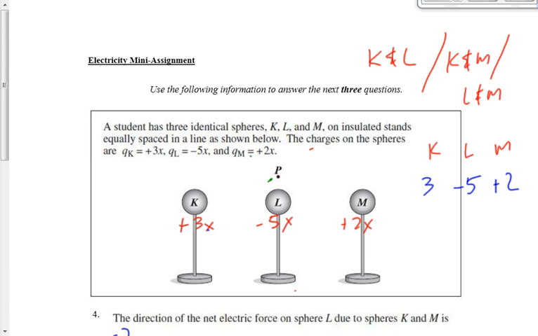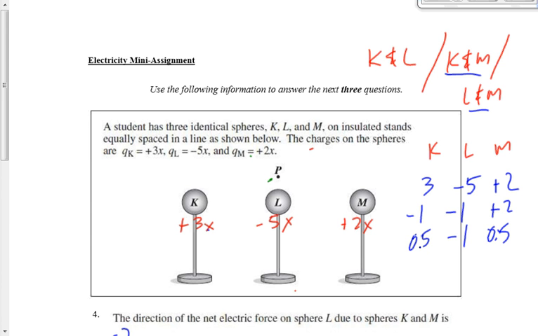Okay, it's got X after it, but it doesn't really matter about that, right? X can be anything. Coulombs, microcoulombs, a number, 74. Doesn't really matter what it is. When we touch K and L together, they're going to balance out to be what? 3 plus -5 is -2, divided by 2 is -1. M stays the same. Now let's touch K and M together. -1 plus 2 gives me 0.5 and 0.5, and this one stays -1.